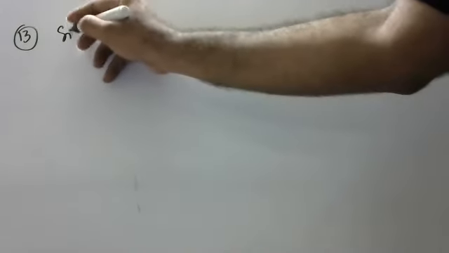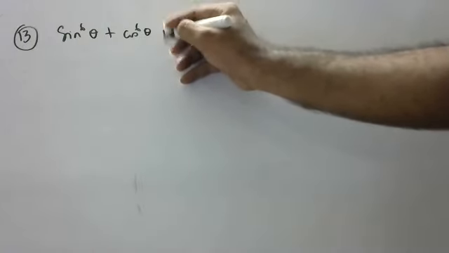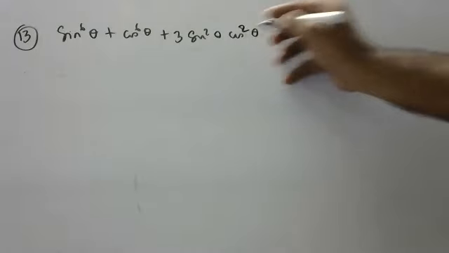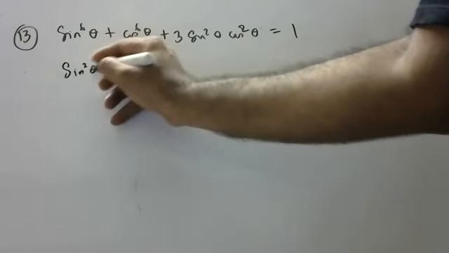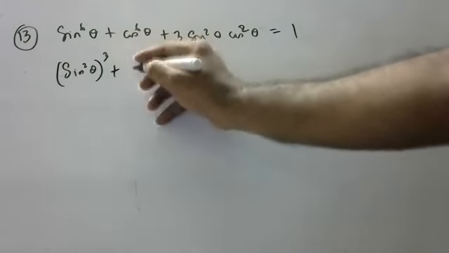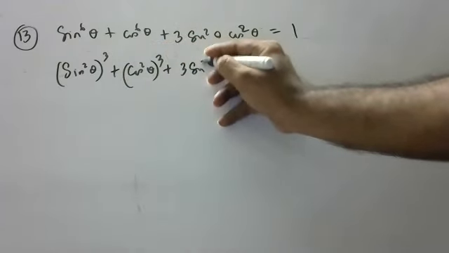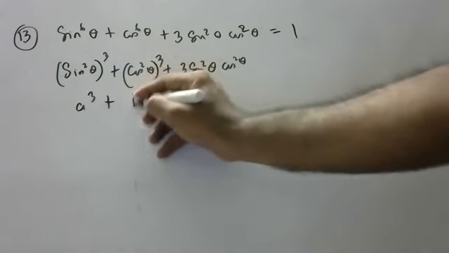13th sum, please see here. 13th sum will be very nice. Sine to the power of 6 theta plus cos to the power of 6 theta plus 3 sine square theta cos square theta is equal to 1. Okay, children? Now listen, children. Sine 6 theta, I will write it as (sine square theta) whole cube. This I will write as (cos square theta) whole cube, plus 3 sine square theta cos square theta. Children, this is in the form of a cube plus b cube.